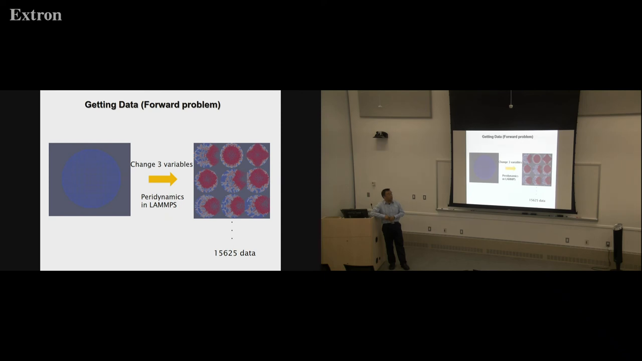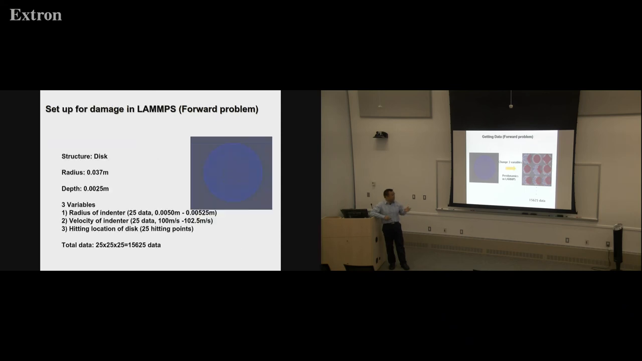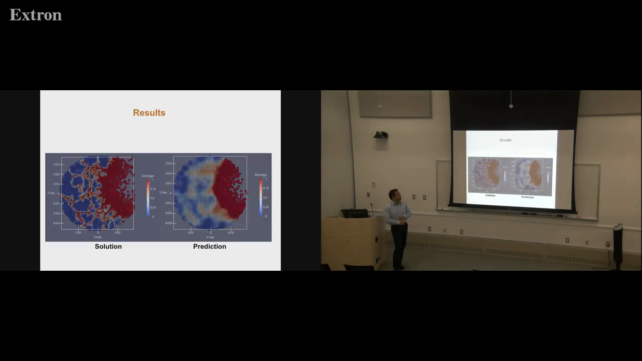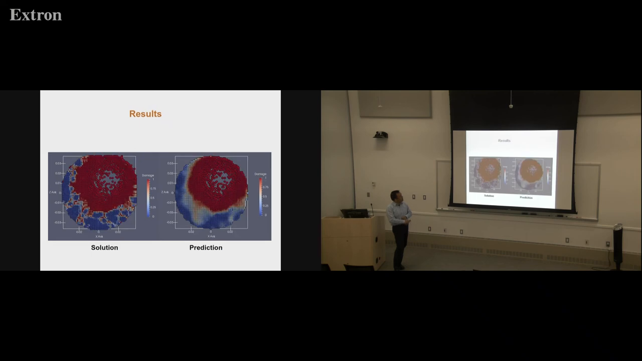So instead of just changing the shooting location, I can change the bullet size, bullet velocity, a lot of different things. I can change the radius of the bullet, the velocity of the bullet, and the hitting locations. I make more input parameters. There's no free lunch, you have to generate more data. So I have to generate 15K data to make predictions. The left is the reality, the right is the prediction. Again, away from this area, it gets blurred. And this is the solution area, left solution, right predictions.